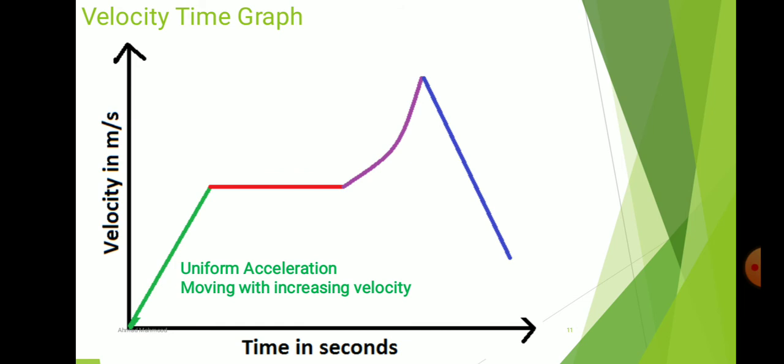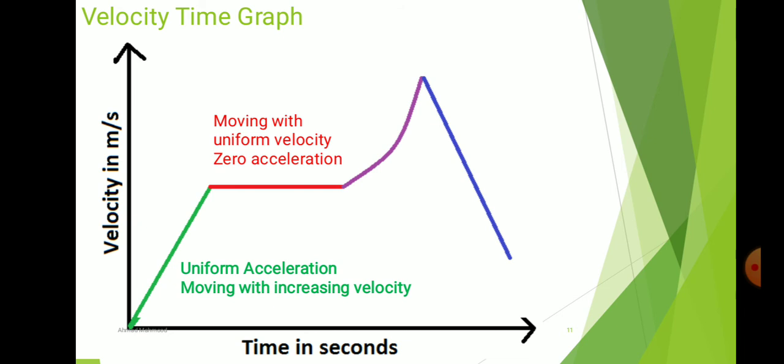Okay, then we have the red line, in which there is no increase or decrease in the speed, no change in the velocity of the object, which means the body is not accelerating. No acceleration, zero acceleration, right? Uniform velocity, no change in the velocity, zero acceleration.